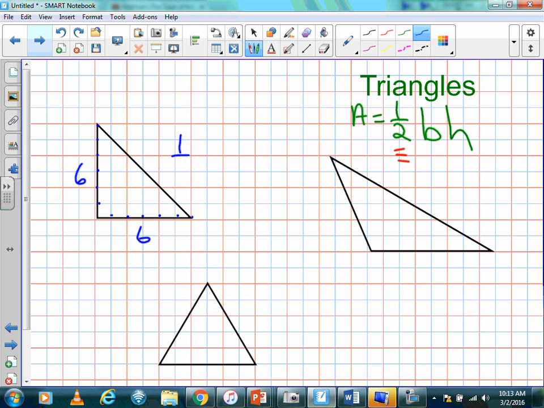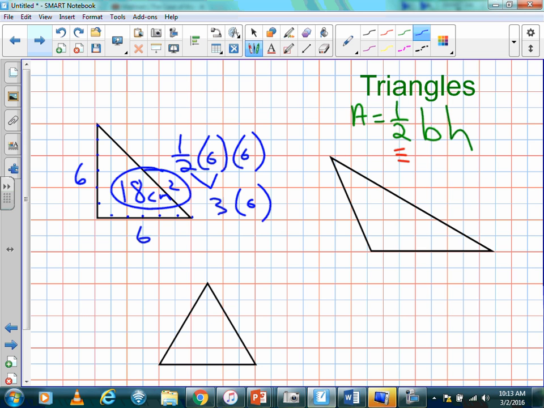So it would be 1/2 times 6 times 6. So you can do anything you want. Half of 6 is 3. So 3 times 6 is? 18. Nice. There's 18 centimeters squared in there. Let's go over here. Okay, 1, 2, 3, 4, 5, 6, 7, 8. Yeah, you got that little piece there.